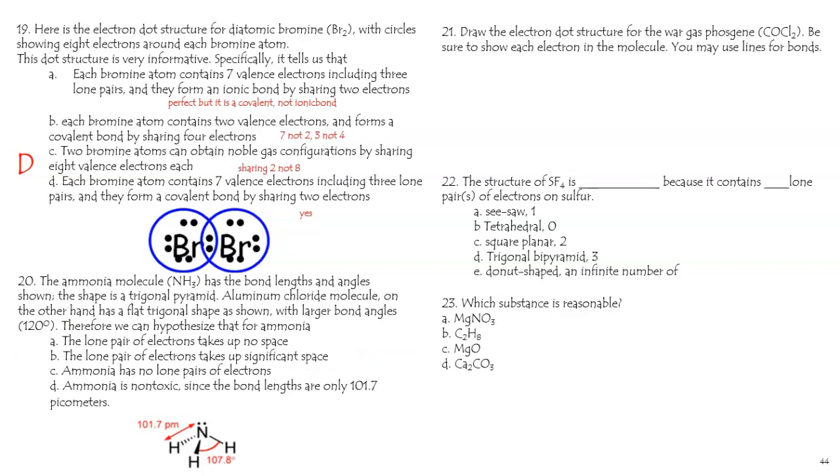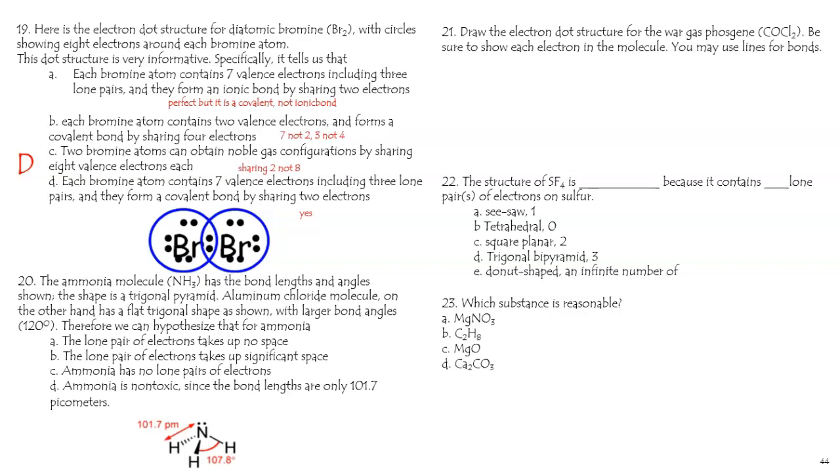The ammonia molecule has the bond lengths and angles shown. It's a trigonal pyramid. Aluminum chloride, on the other hand, by the way, doesn't have that lone pair. NH3, see the lone pair because of 5 valence electrons of nitrogen? Aluminum chloride, I can see where they're going with this. It's going to be very different. On the other hand, it has a flat trigonal shape. Yeah, because no lone pair with larger bond angles.